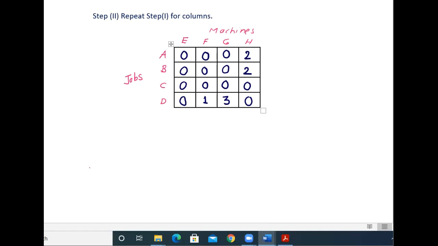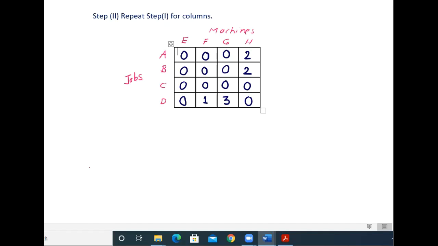Similarly, now look at the columns. Column number 1 contains 4 zeros. Column number 2 contains 3 zeros. Column number 3 contains 3 zeros. Column number 4 contains 2 zeros. Now there is no column containing a single zero. So if there is a single zero, we have to use it first.